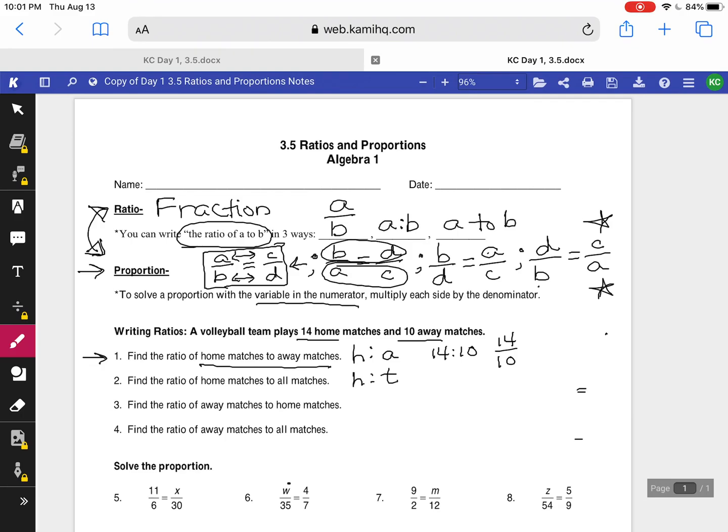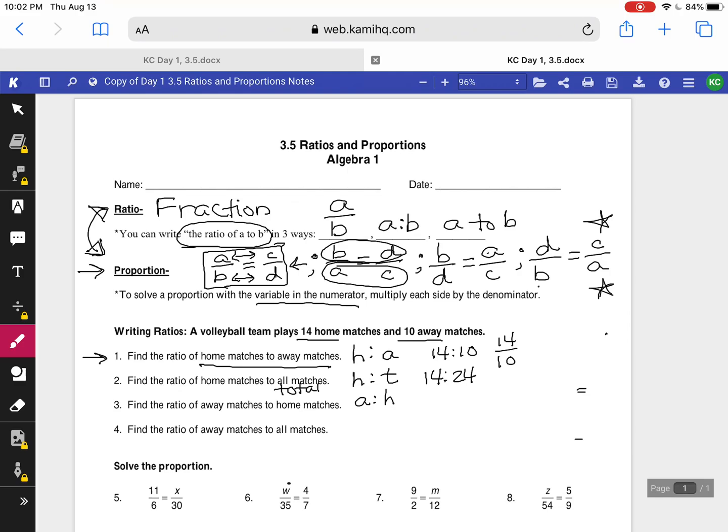Number 2 says, find the ratio of home matches to all of the matches. I'm going to put T for total, just so that I'm not confused with the variable A. So I know my home is 14, and together when I look at 14 and my 10, I know that there was a total of 24 games played that whole season. Number 3, find the ratio of away matches to home matches.